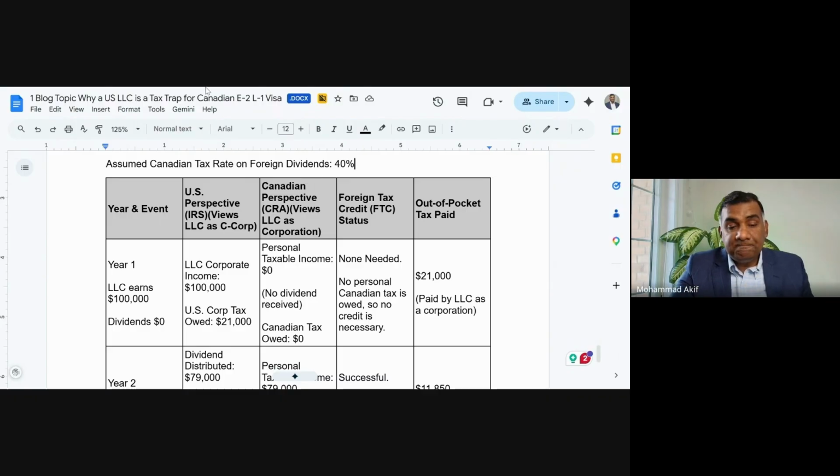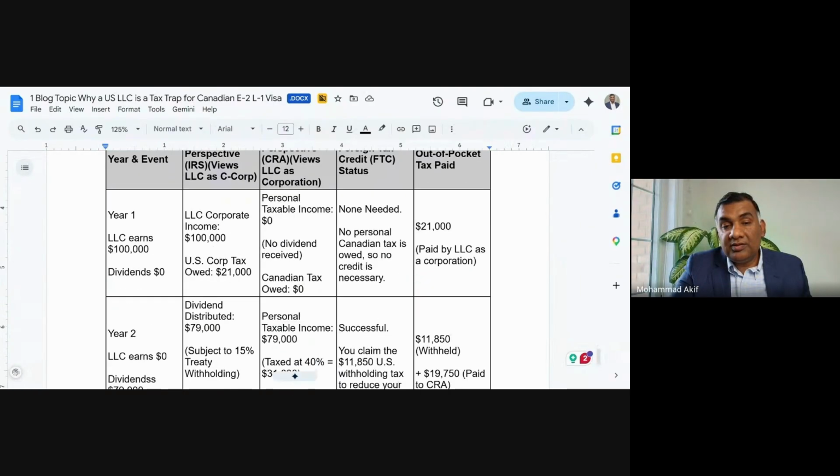All right, so year one, same thing. The LLC earned 100,000. There's a corporate tax on 100,000, which is 21%. Good. There's no income, no dividends, nothing to be done on the Canadian side, just like what we did with the previous example. No foreign credits because we haven't paid any taxes, and then 21,000 is what we're paying to the IRS. Okay, let's go to year 2.